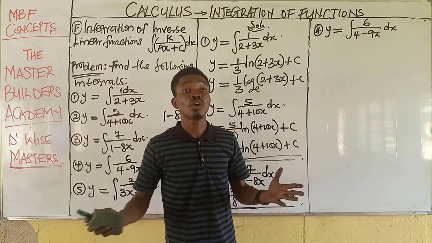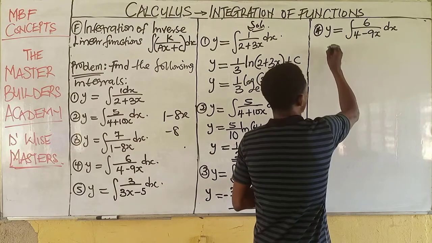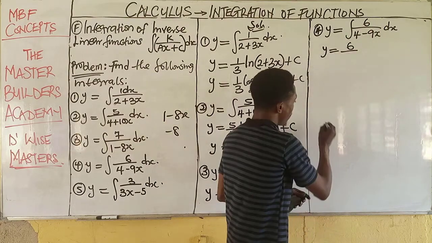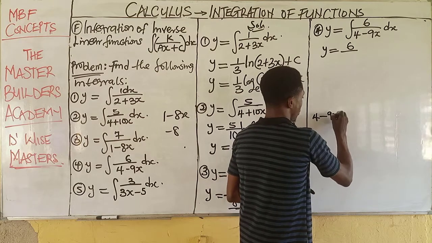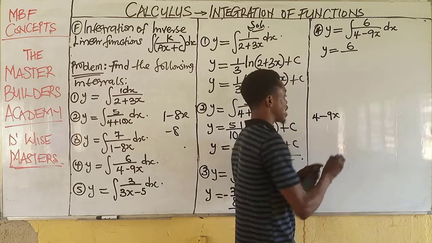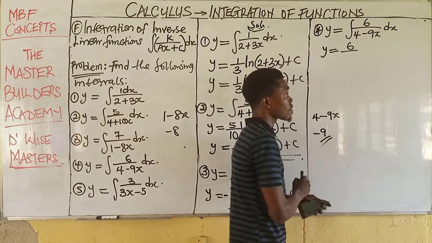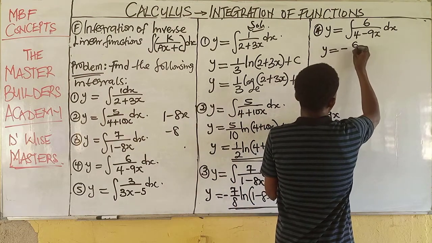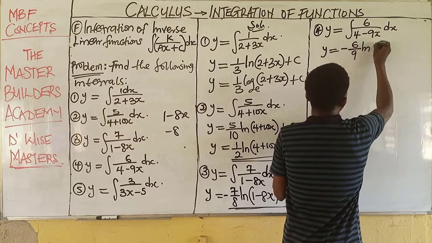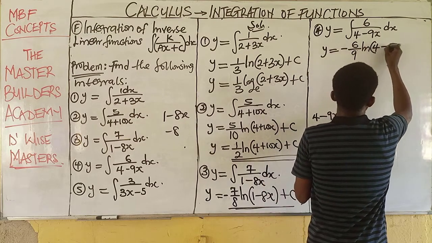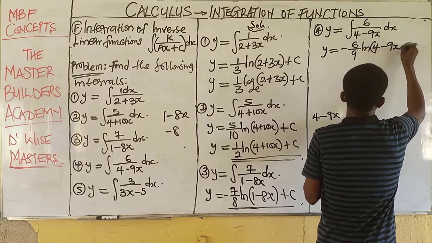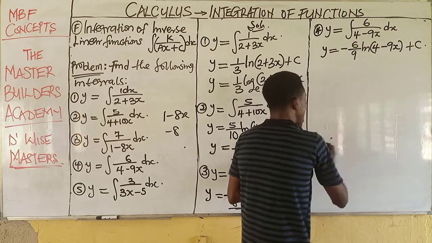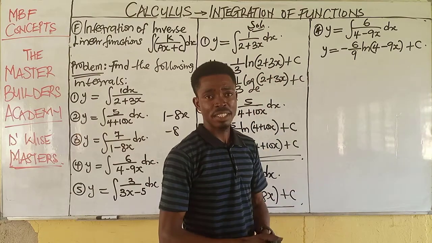So what do I do when I'm dealing with an inverse linear function? With the shortcut, all I need to do is to put down the numerator. y is equal to 6 all over. Now, what's the denominator? 4 minus 9x. When I differentiate 4 minus 9x, I have minus 9. So this would give us minus 6 over 9, ln of the denominator, 4 minus 9x, plus c. It's as simple as this.